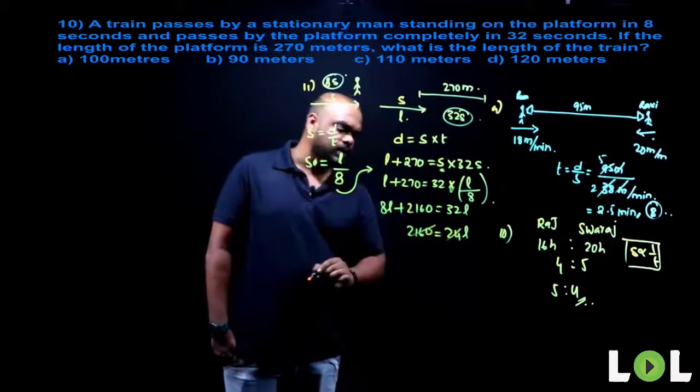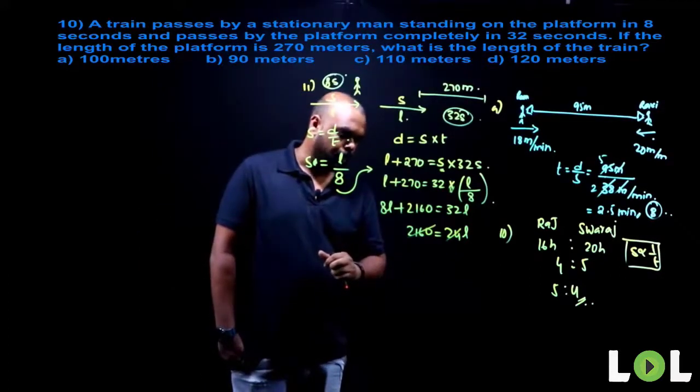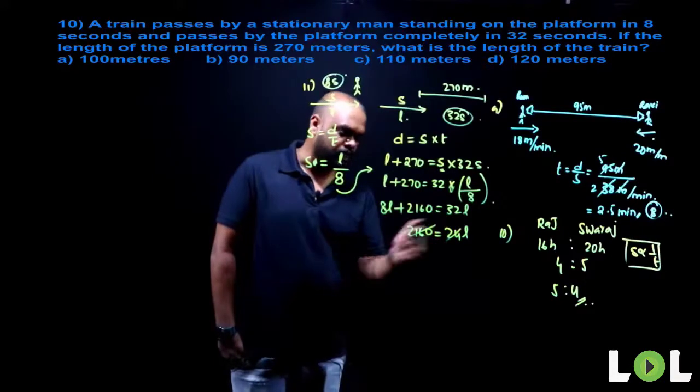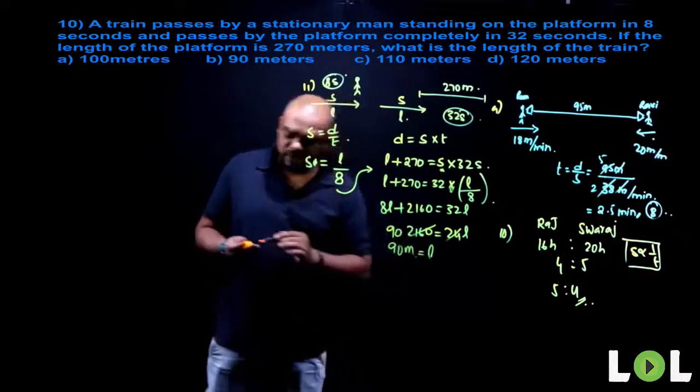24 into which number will give us 6? 24 into 9, if I am not wrong. Am I right? 180 plus 36. Perfect. 24 into 9, 1 extra 0. So the length of the train is 90 meter. That is my answer. I'm repeating this question one more time.